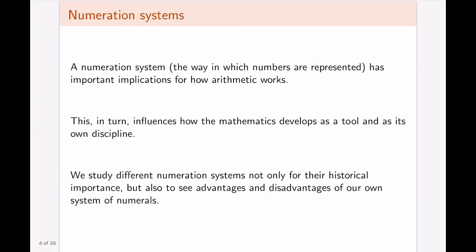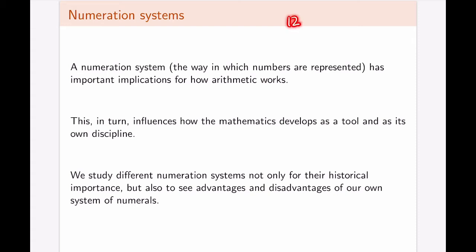So let's think about numeration systems as a whole. A numeration system is a way in which we represent numbers. For example, the one that we generally use every day, 1, 2, 3, 4, and so on, is a Hindu-Arabic system that we've inherited from the Hindu-Arabic culture. Now, the way that our system works affects how arithmetic in our system works.